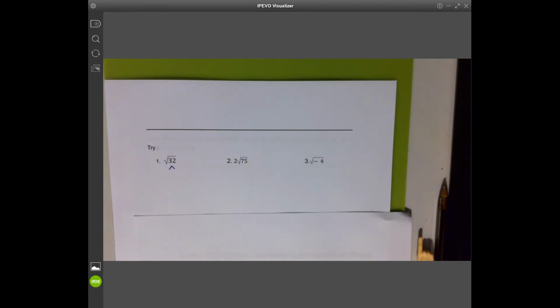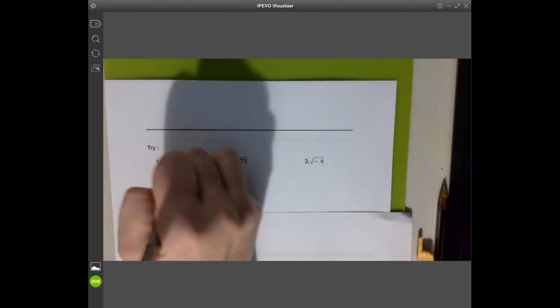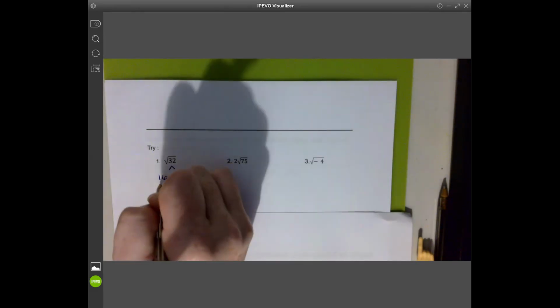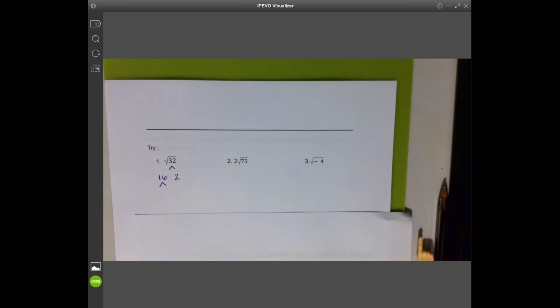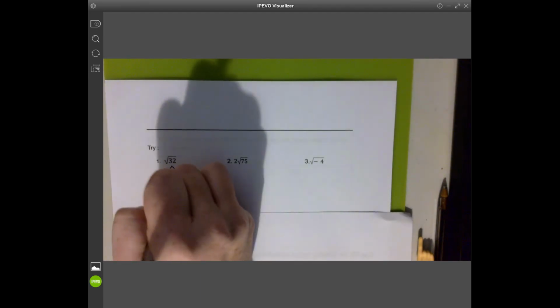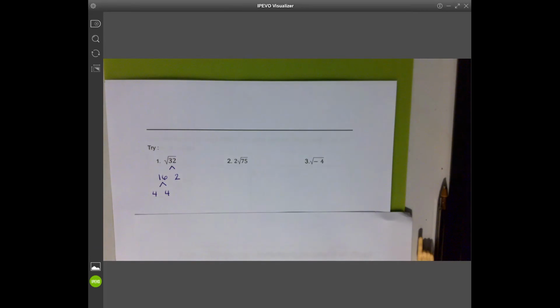All right, I'm going to start, and I am going to pick 16 and 2. Again, you didn't have to pick 16 and 2. You could have picked 4 and 8. It doesn't matter, as long as they created 32 when they started. So I know that 16 can be broken down. So 4 and 4 and 2.